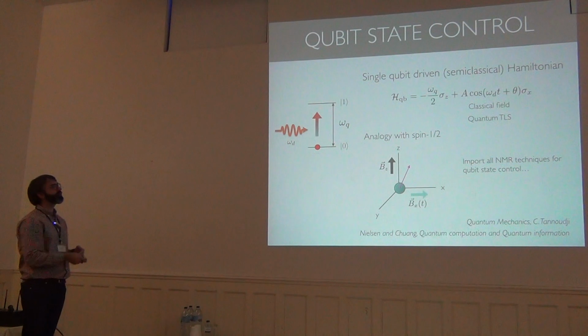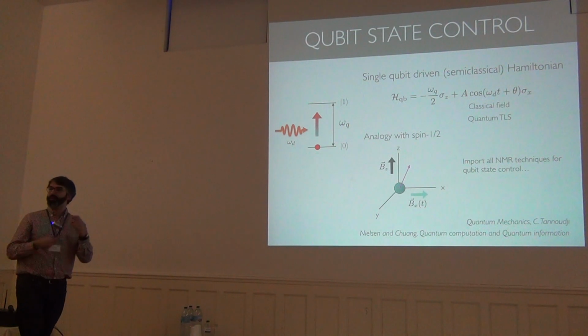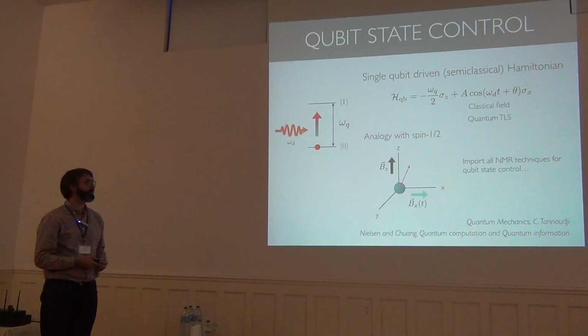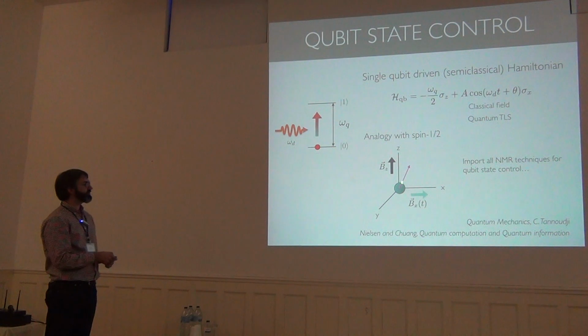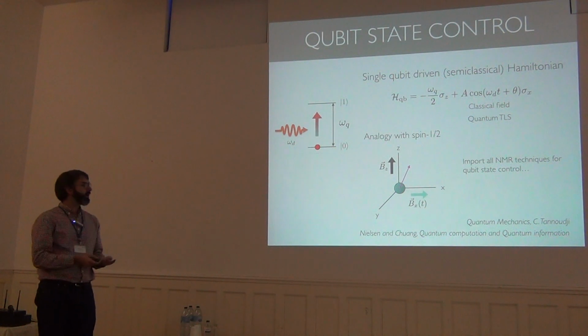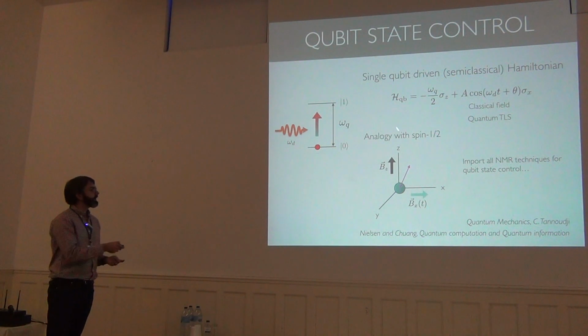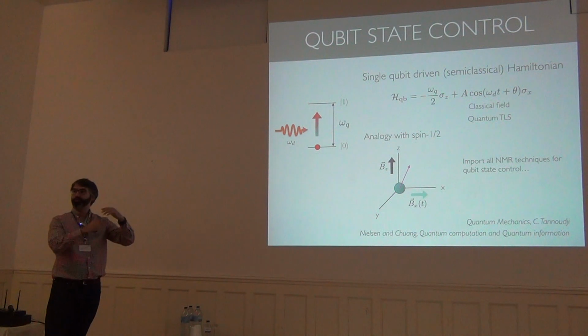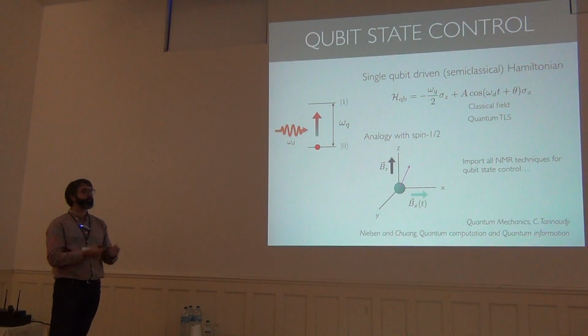This Hamiltonian also describes spin 1/2 in a magnetic field. This is what people developed in the 50s and 60s in nuclear magnetic resonance, where you have the spin of a molecule or of an atom, and you first apply a strong magnetic field in the z direction, and that splits the 2 spin states.